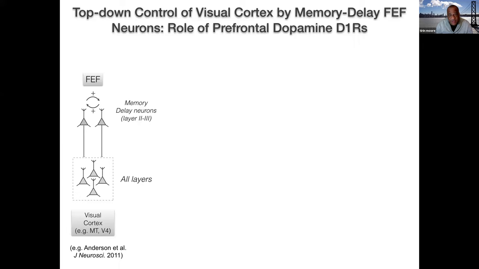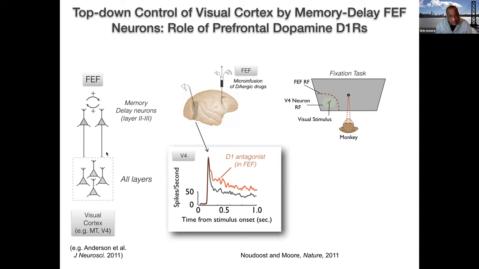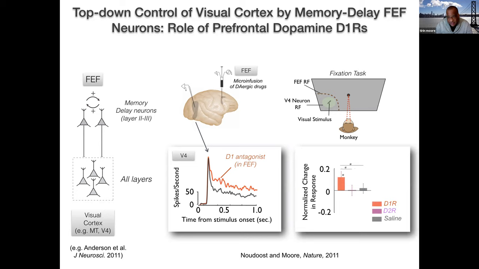Some years ago, we showed that this projection is mediated at least in part by dopamine D1 receptors. That is, if you manipulate dopamine D1 activity within the frontal eye field, that's sufficient to change the visual responsiveness of neurons back here in visual cortex. That effect is D1 mediated, not D2. And so we hypothesize that these neurons express dopamine D1 receptors. And recently we showed that in fact that's true.